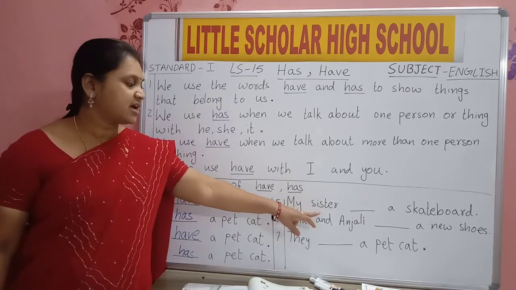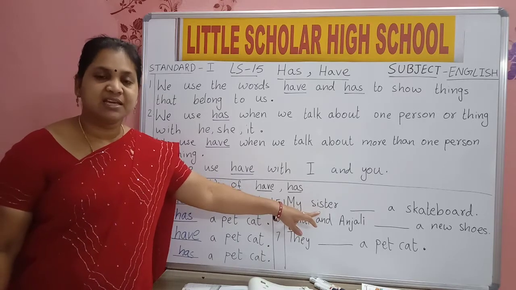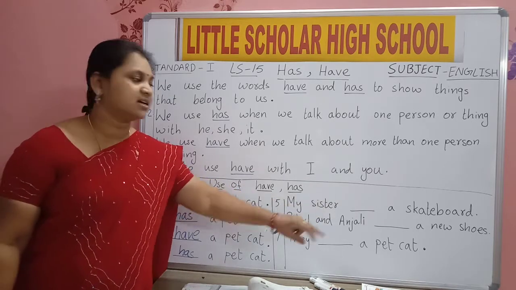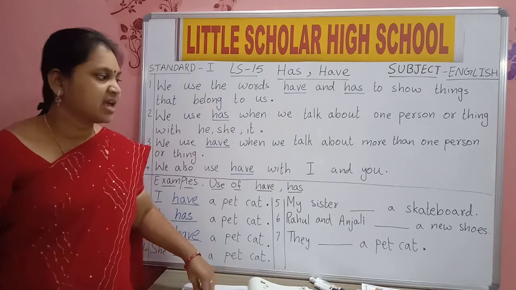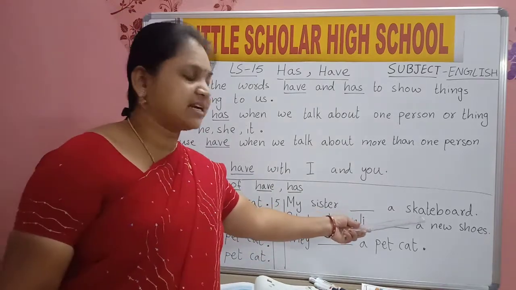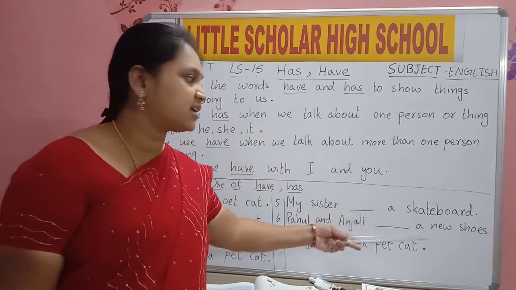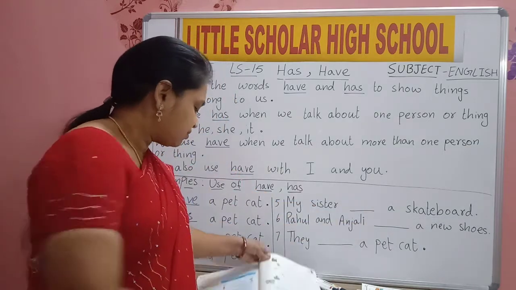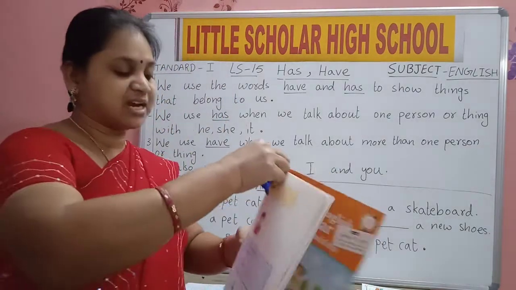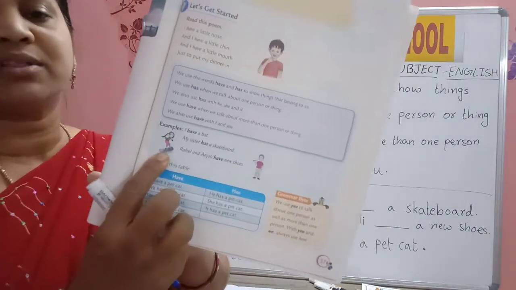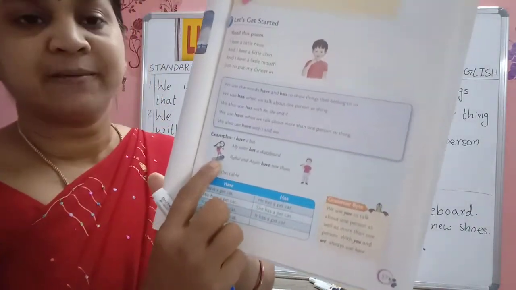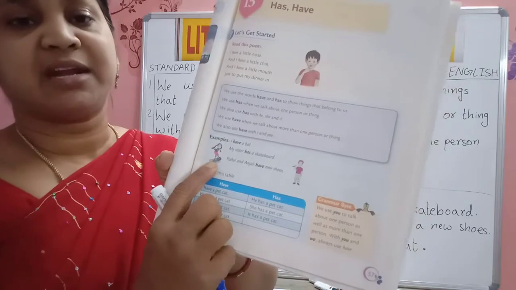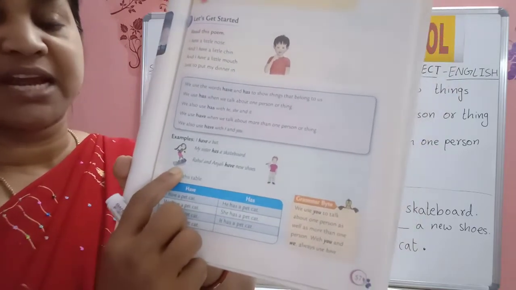Now, next. My sister, dash a skateboard. Skateboard. What is a skateboard, children? This is a skateboard. You will keep your two legs on that and tie your legs to that. You will have wheels on the skateboard. You will do skating.